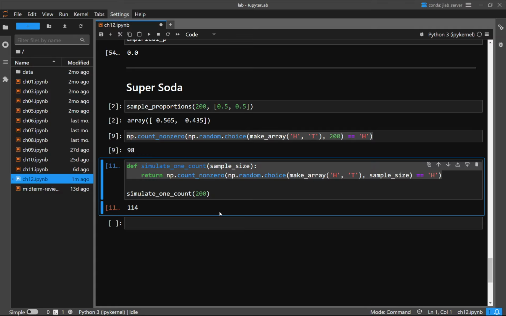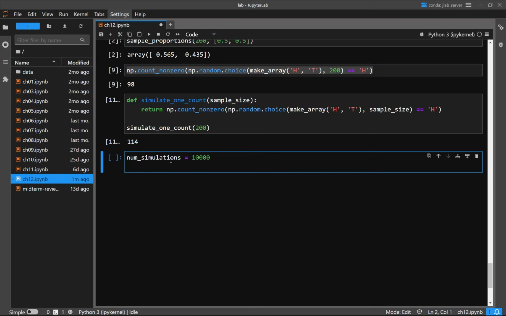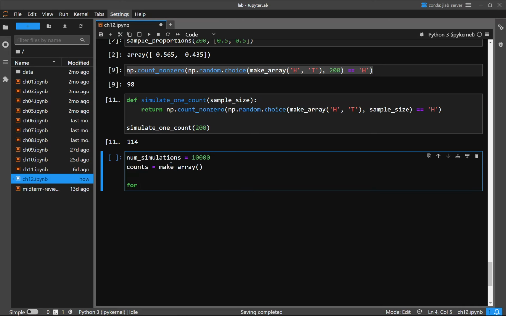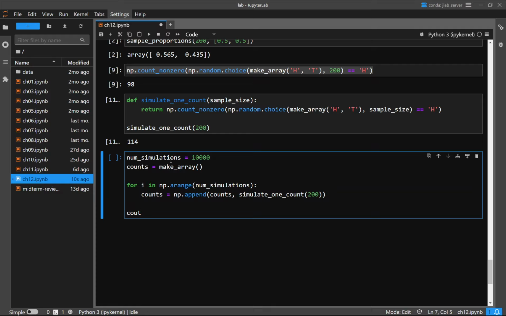So we just want to do this a bunch of times, right? That's the game always. It's all right, let's let the computer handle the problem. Let's say we want 10,000 simulations. We can change that later if we want. And let's just get a bunch of counts. So for i in np.arange simulations, what do you want to do? Append to your existing counts array, simulate one more count with a group of 200 people, and set that back into counts. That's what we want to do.